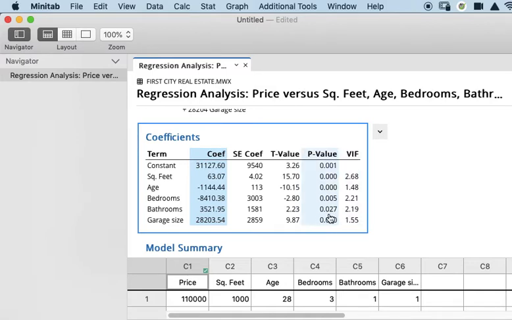If I used a smaller alpha of 0.01, then I would not be able to reject the null hypothesis for this one. But 0.05 is going to be greater than 0.027. So for an alpha of 0.05, I would reject the null hypothesis.